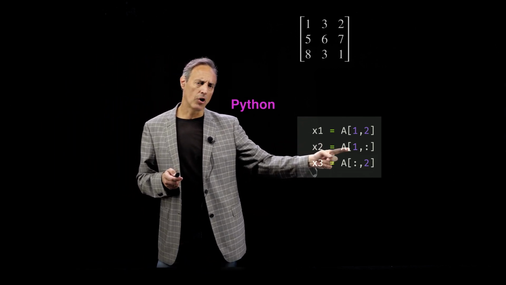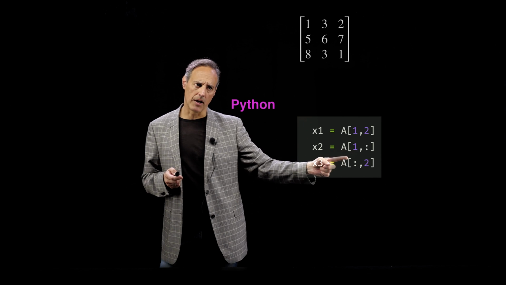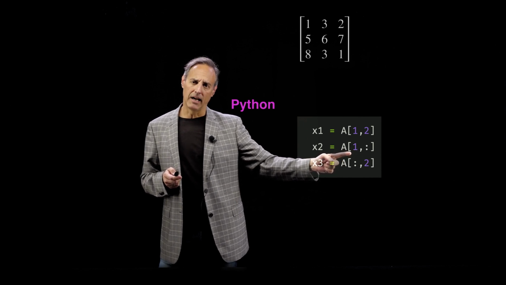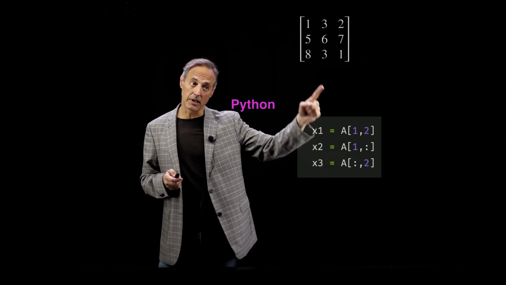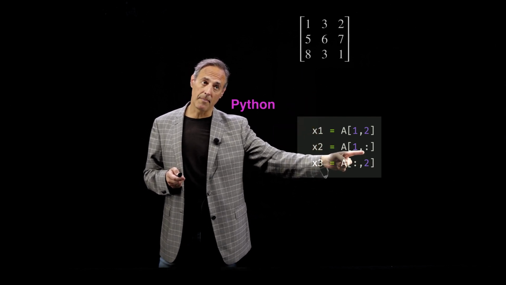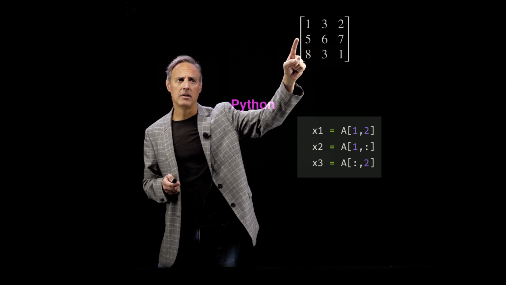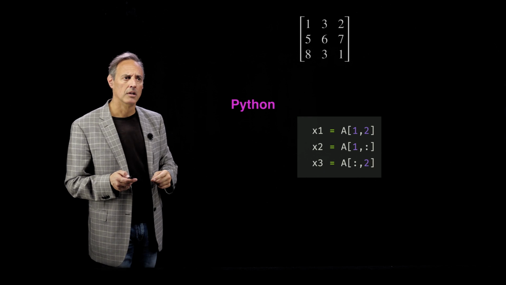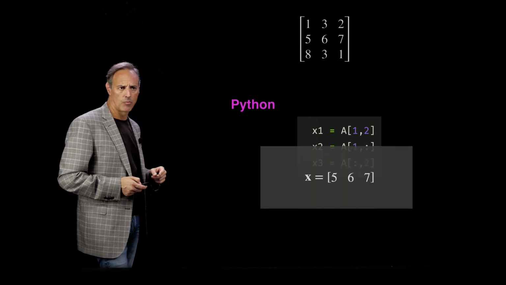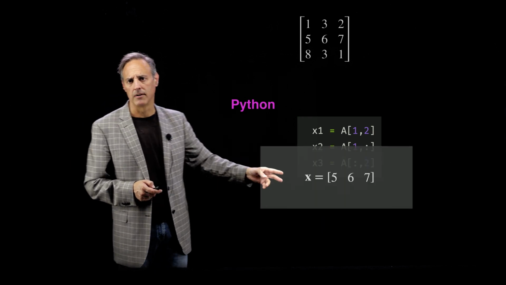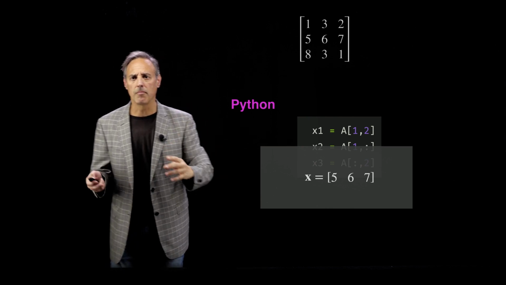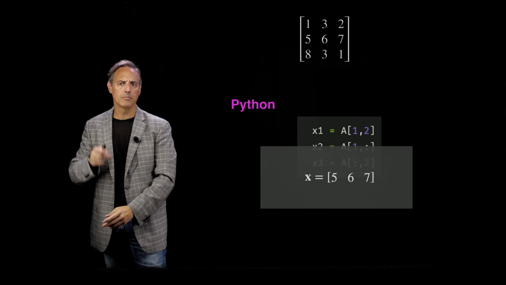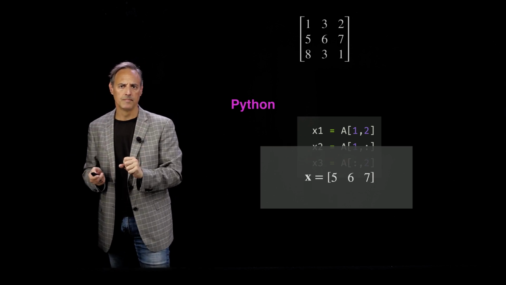So what it's going to do, the colon means grab everything there. So A1 goes to, again, the second row of this matrix. The colon means grab everything. So in other words, it's going to grab from the second row all the numbers, 5, 6, and 7. And so what it's going to create for us is a row vector, 5, 6, and 7. So that colon becomes very important. So I can take this matrix and pull out entire rows, entire columns, or individual numbers.